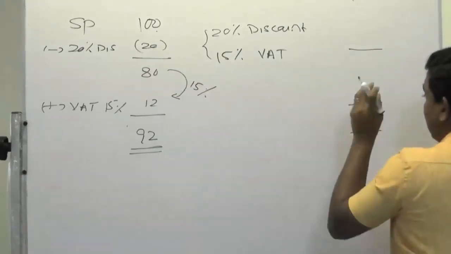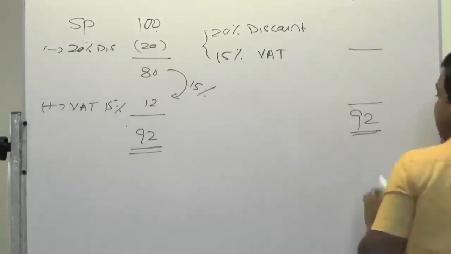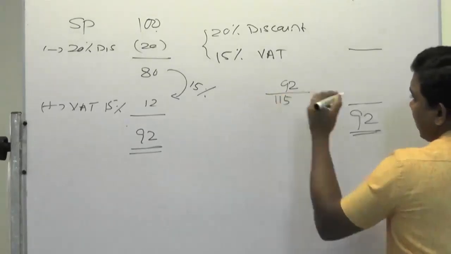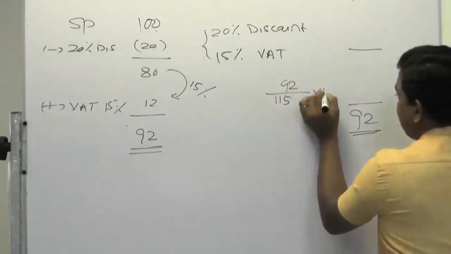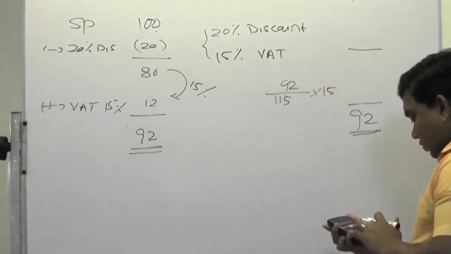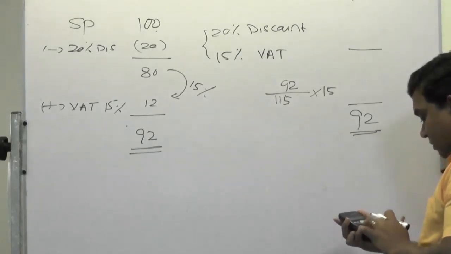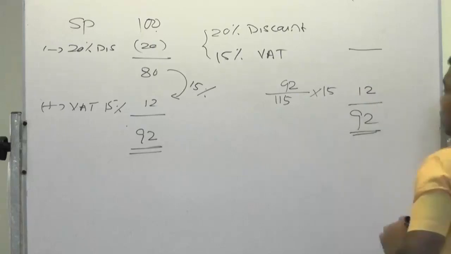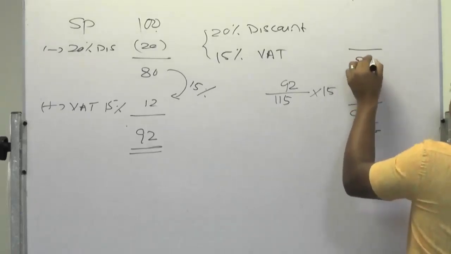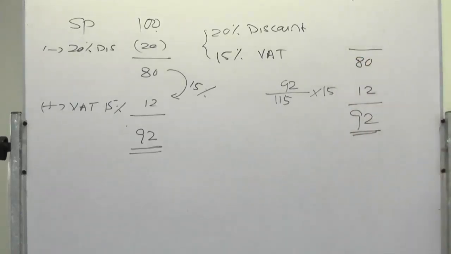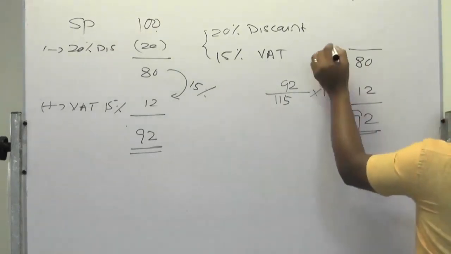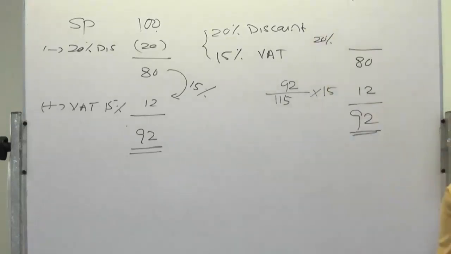If you multiply this by 15, you can have VAT, right. If somebody asks you to take this price and calculate backward, take 92, which includes VAT, therefore here you have 115, then you multiply by 15. Let's see how much VAT portion is included. 92 divided by 115 multiplied by 15, answer is 12. VAT is 12. Since VAT is 12 and VAT was added to the price, price before VAT should be 80. Now you know this is given after discounting 20%.